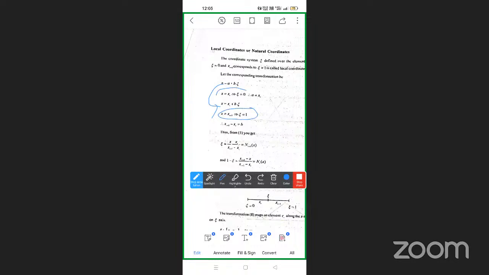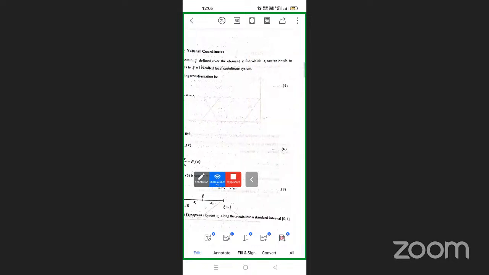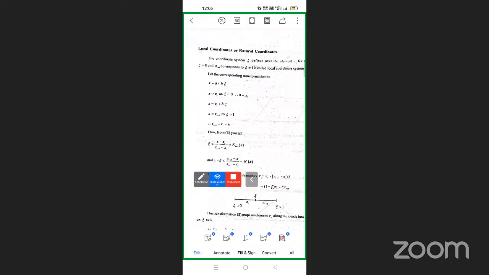By using the definition: if x equals x_i, xi is equal to 0. If x equals x_{i+1}, xi is equal to 1, by using the local coordinates definition. And the length of the interval x_{i+1} minus x_i is equal to b. Therefore, from equation 5, this is equation 5, x = a + b into xi.